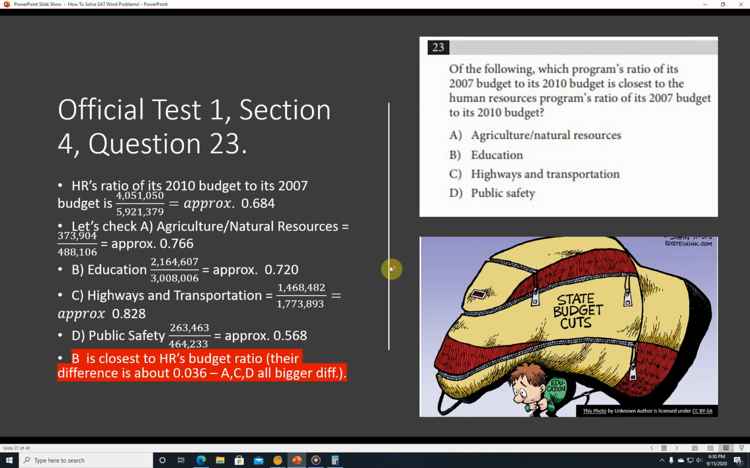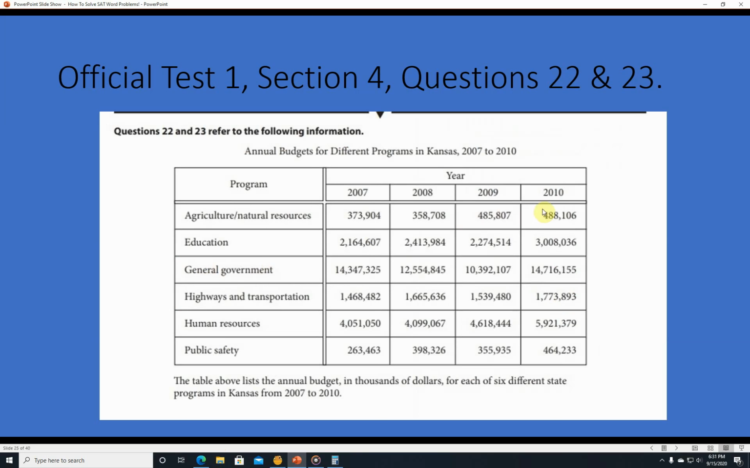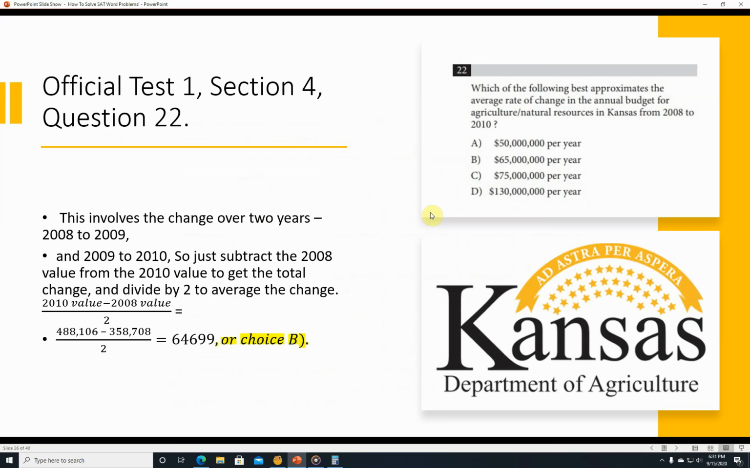Well, this involves the, mouse got out of control here. All right. Over 2 years, that is from 2008 to 2009 and 2009 to 2010. So we just want to subtract the 2008 value from the 2010 value to get the total change and divide by 2 to average the change. So that's 2010 minus 2008 over 2. Well, we see the 2010 is 488,106, and the 2008 is 358,708. And yes, that's actually this times 1,000. These are all in thousands of dollars. Do we care? No, because the thousands will cancel out in the equation.